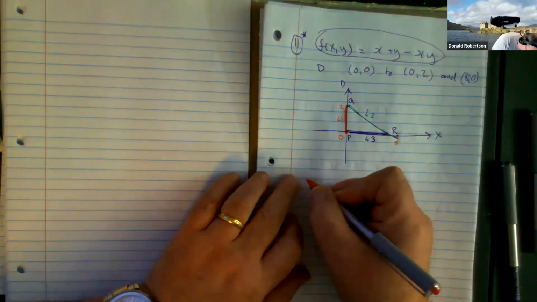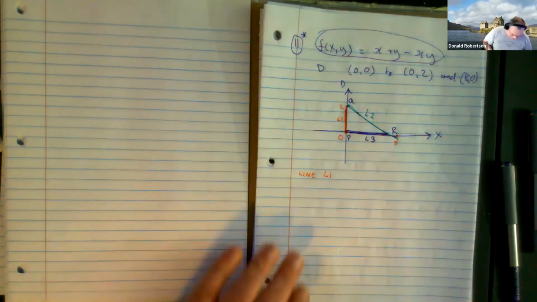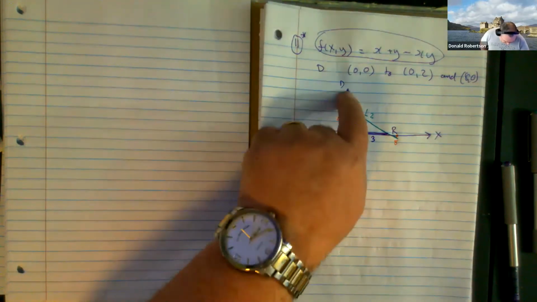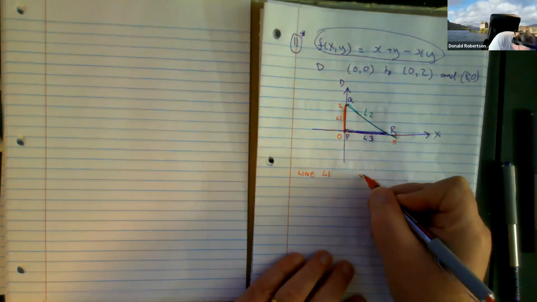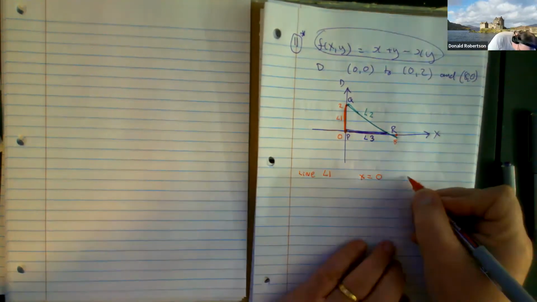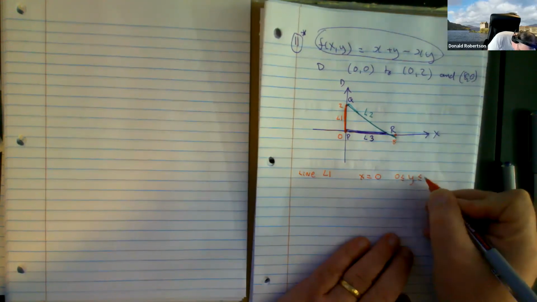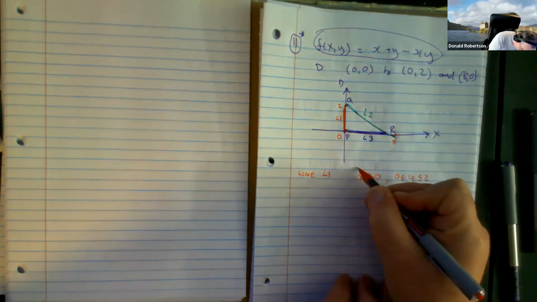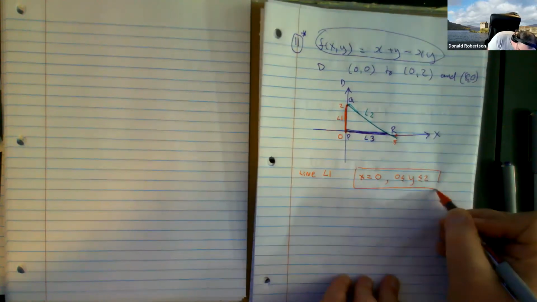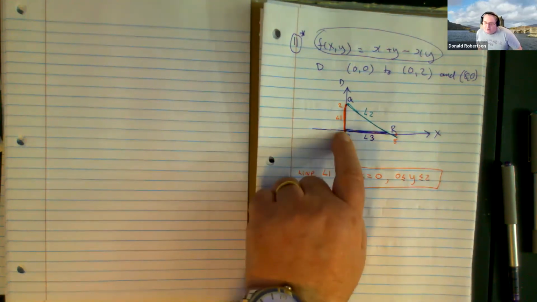So let's start with the first one, the line L1. What do I know about the line L1? Would you agree its x value is 0? And would you also agree that its y value is from 0 to 2? Are you comfortable that that describes this piece of the line? The x is always 0, and the y takes values from nothing to 2.